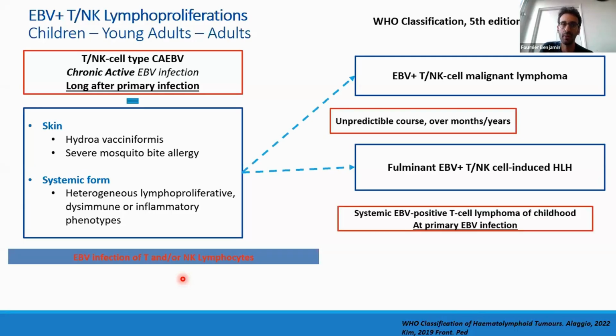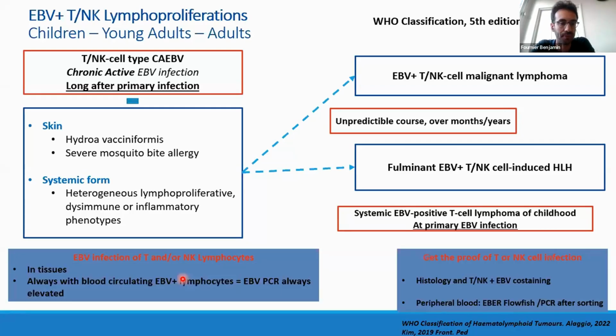And another subset of EBV-positive lymphoproliferation, this time it occurs at primary infection, and EBV infects T cells, and it is called systemic EBV-positive T cell lymphoma of childhood, and the patient will present with a very severe HLH. So in all of these diseases, you can find EBV-infected T or NK cells in tissues, but there is always the same subset that is present in the blood. So it's a good way to use blood to make the diagnosis.